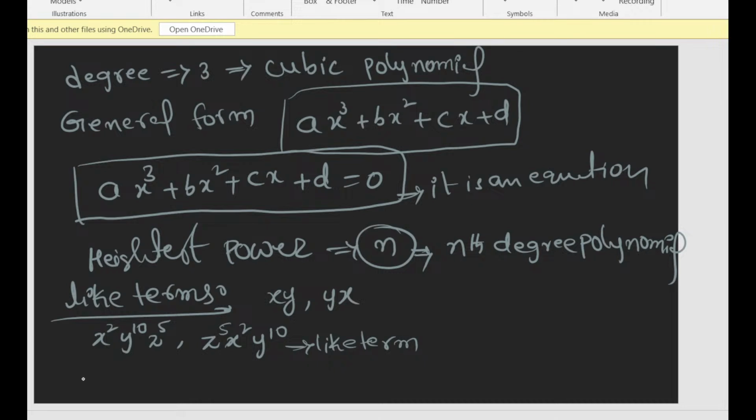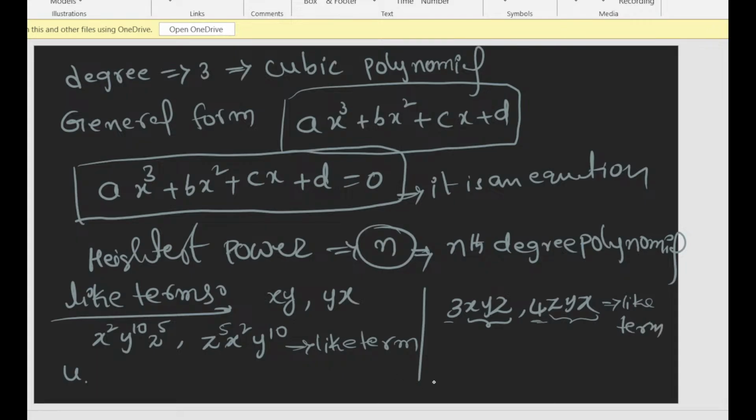Now what are unlike terms? Take one more like terms example, take 3xyz, 4xyz, yxz, zyx. Here don't look at the coefficient, just look at their variables and their powers. If the powers are the same and the variables are the same, then we can say that is a like term.